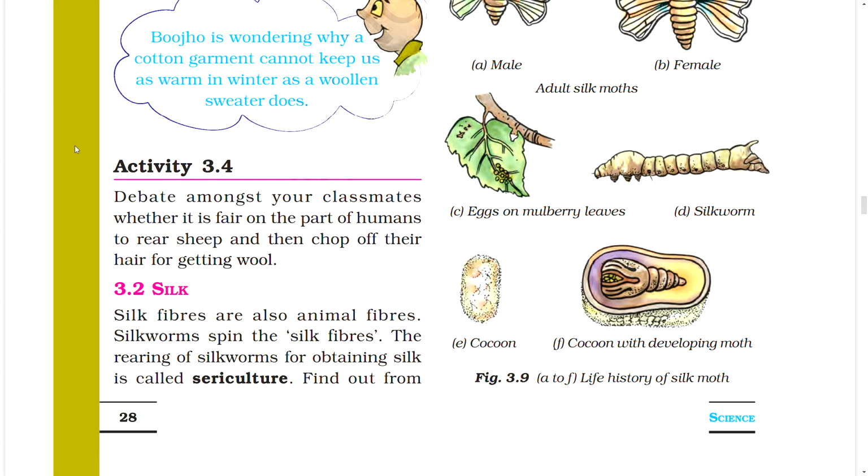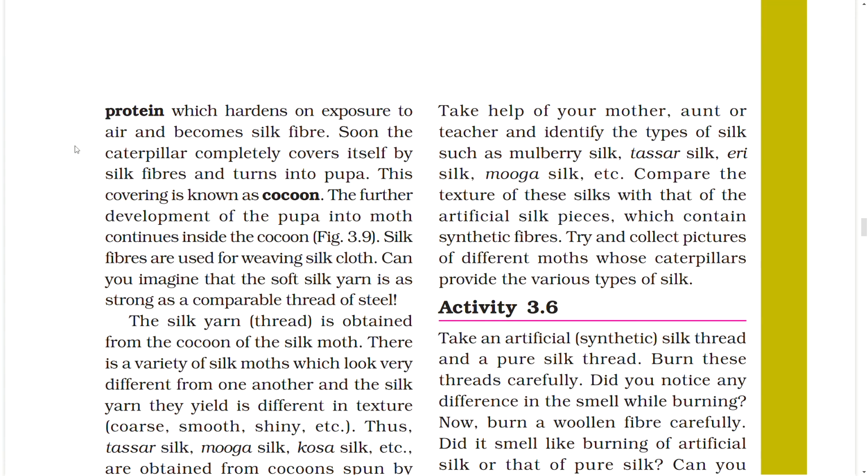Figure A to F. Life history of silk moth. Protein which hardens on exposure to air and becomes silk fiber. Soon the caterpillar completely covers itself by silk fibers and turns into pupa. This covering is known as cocoon.